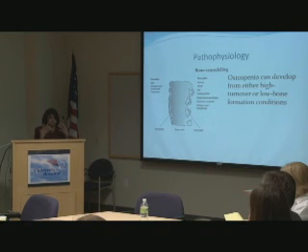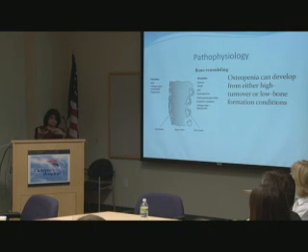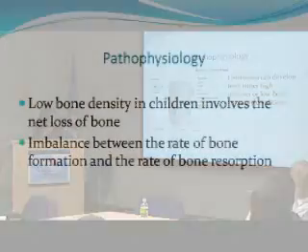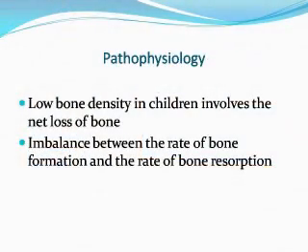That is the early adolescent year where you attain the maximum peak bone mass. So if for some reason that peak bone mass is not attained, you are at much higher risk of developing osteoporosis as an adult. So the process of osteoporosis is basically starting in the pediatric age group. Low bone mineral density in children involves net loss of bone, and it basically happens due to an imbalance between the rate of bone formation and the rate of bone resorption.